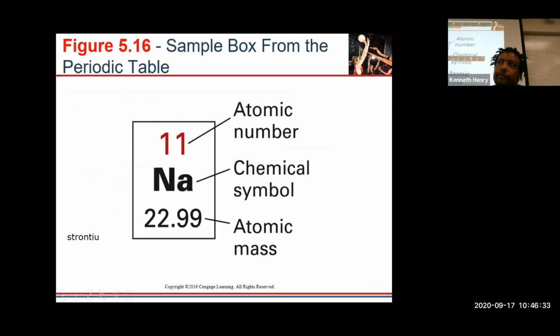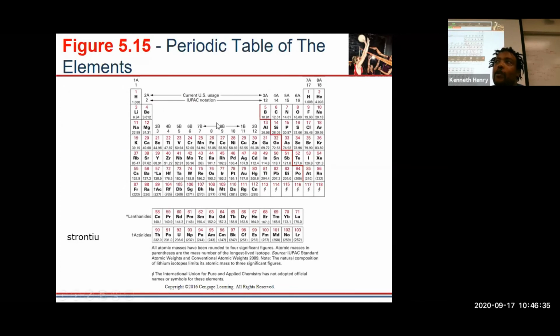So you can easily just ignore the stuff in the middle here, right? So it's like the valley. So avoid the valley, right? So when you're talking about the A series, the main group. Okay.